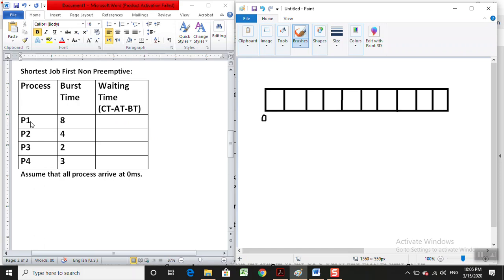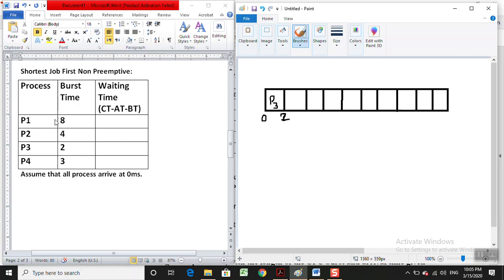Which process has the shortest burst time here? P3 has the shortest burst time, so P3 will be scheduled first and it will continue its execution until completion. It finishes at 2 milliseconds. So this job has been done.